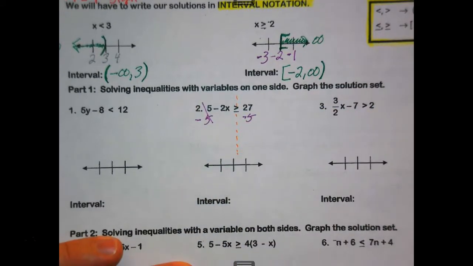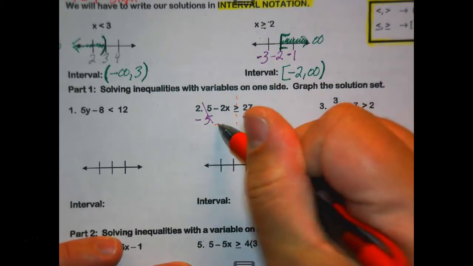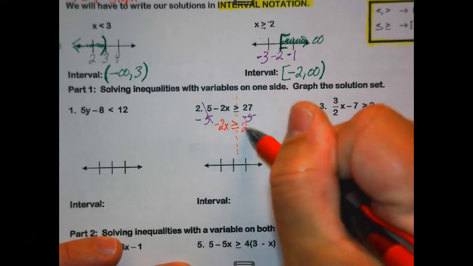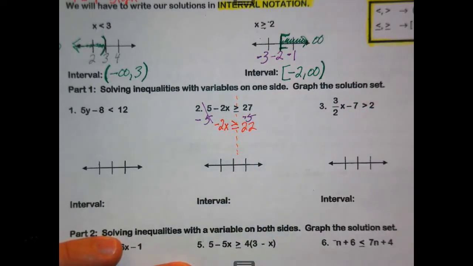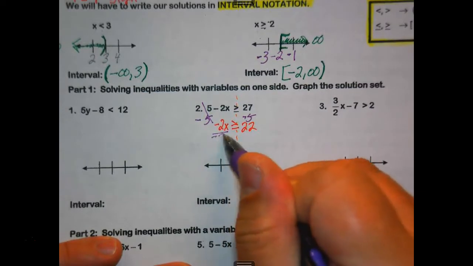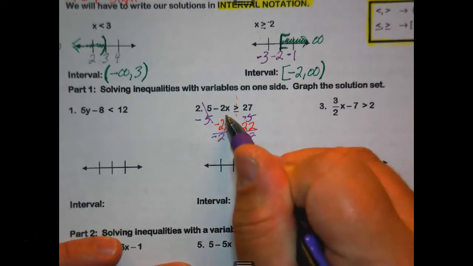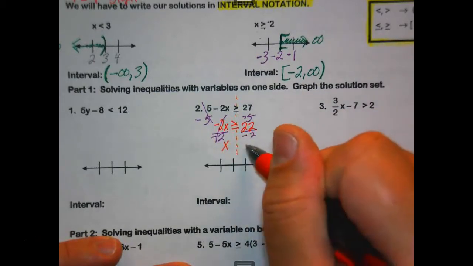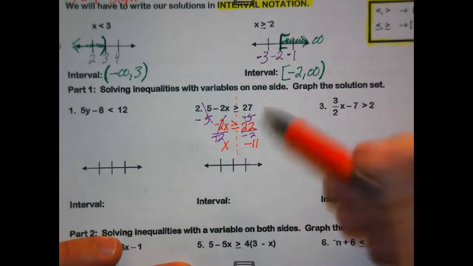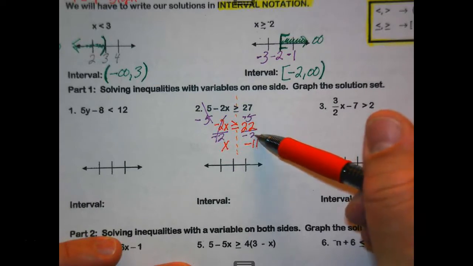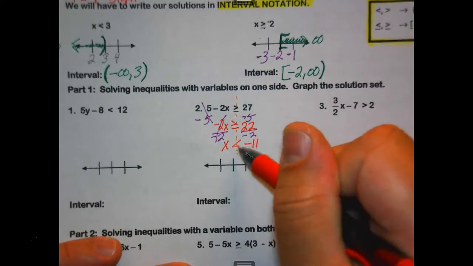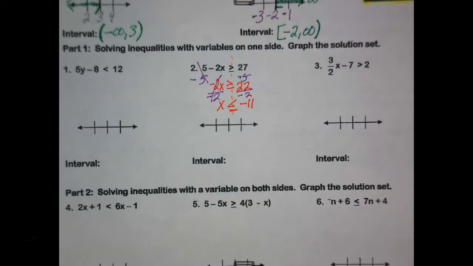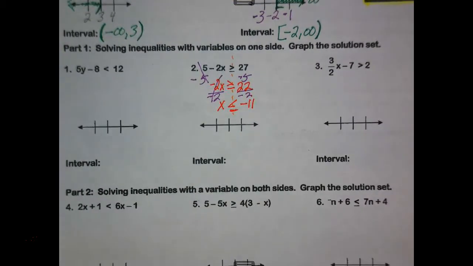These added up to 0. I get negative 2x greater than or equal to 22. And then I divided both sides by negative 2, and we got x and negative 11 on the other side. But because we divided by a negative number, we had to flip our sign, right? And then we graphed it.